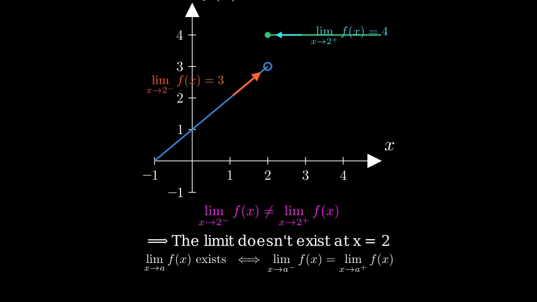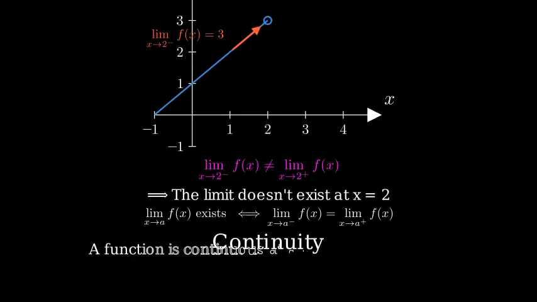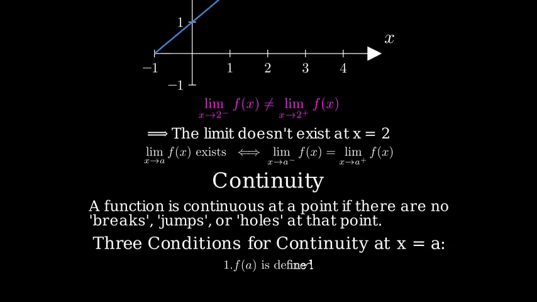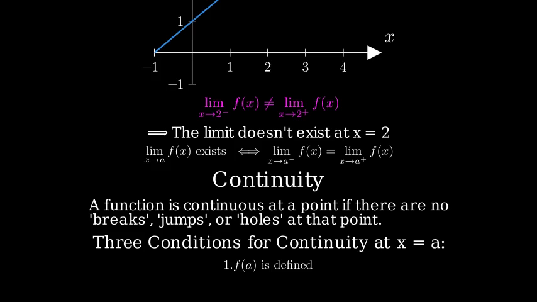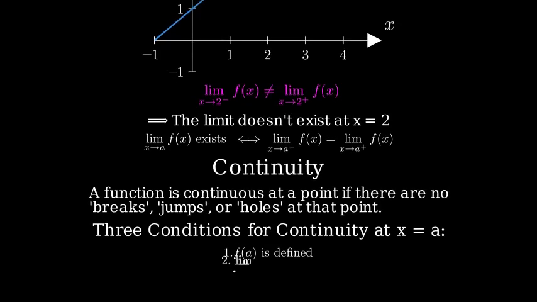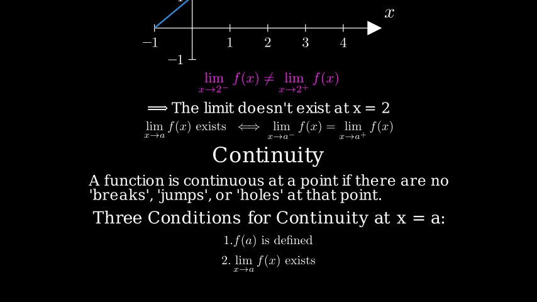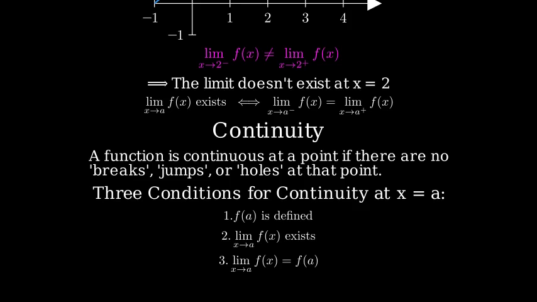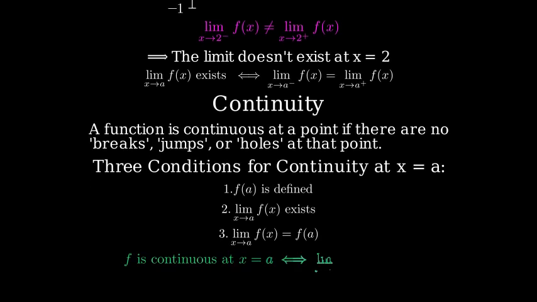Now, let's talk about continuity. A function f is continuous at a point a if three conditions are satisfied. 1. f of a is defined, meaning the function has a value at x equals a. 2. The limit of f of x as x approaches a exists. 3. The limit of f of x as x approaches a equals f of a. We can write this mathematically as f is continuous at x equals a if and only if the limit of f of x as x approaches a equals f of a.